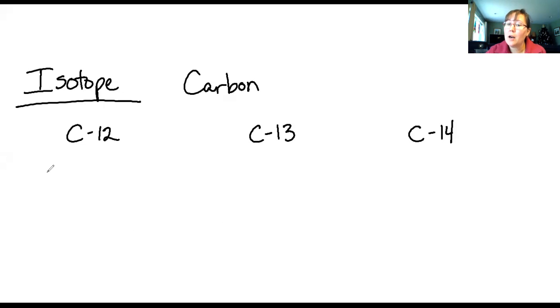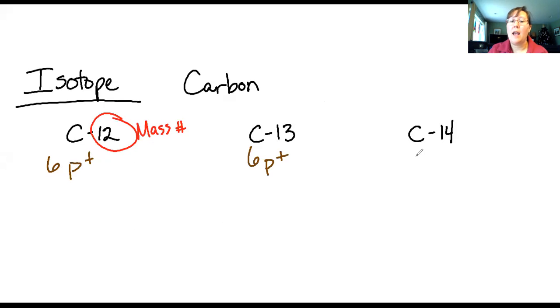Okay, so we have carbon 12. Carbon 12 means that we have a mass number of 12. But all carbon has the exact same number of protons. So carbon 12 has 6 protons, and carbon 13, which I'll get to in a minute, has 6 protons, and carbon 14 has 6 protons. That doesn't change. What does change, you'll see, is this mass number.